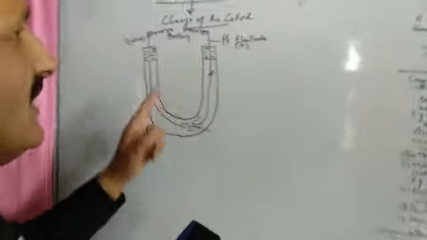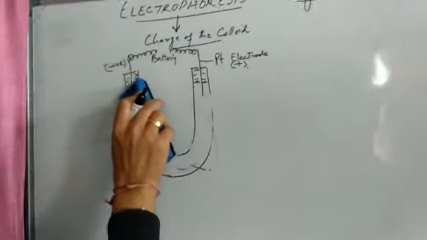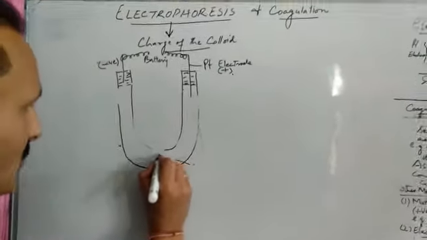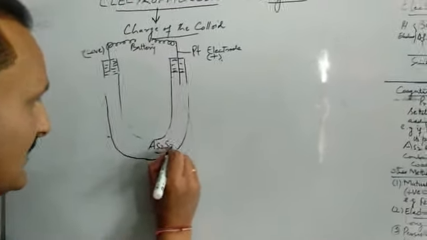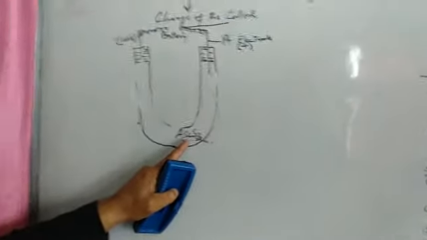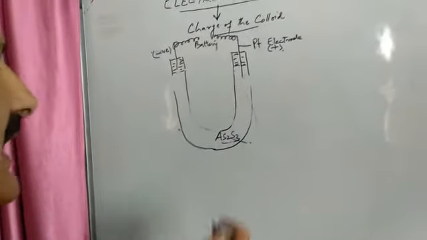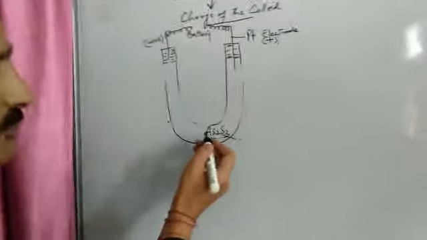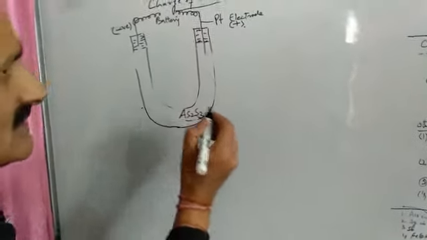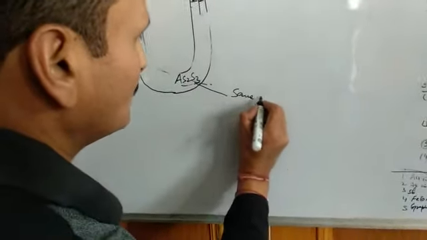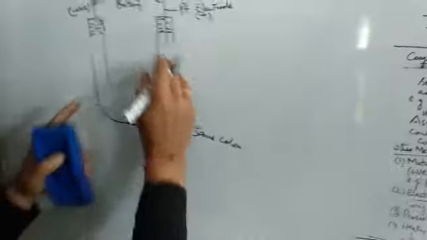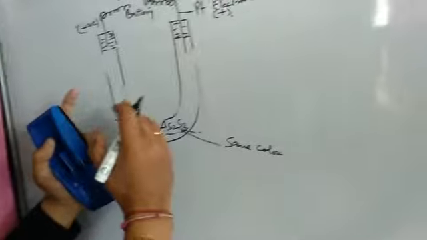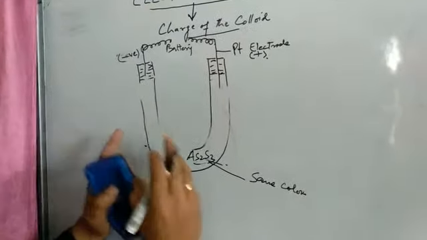For example, suppose this is antimony sulfide. Antimony sulfide is a colloidal solution. If this colloidal solution is kept in this U tube, what happens? As soon as we put this colloid in the U-shaped tube, it has the same color throughout the tube. It will not accumulate either at this end or at that end.